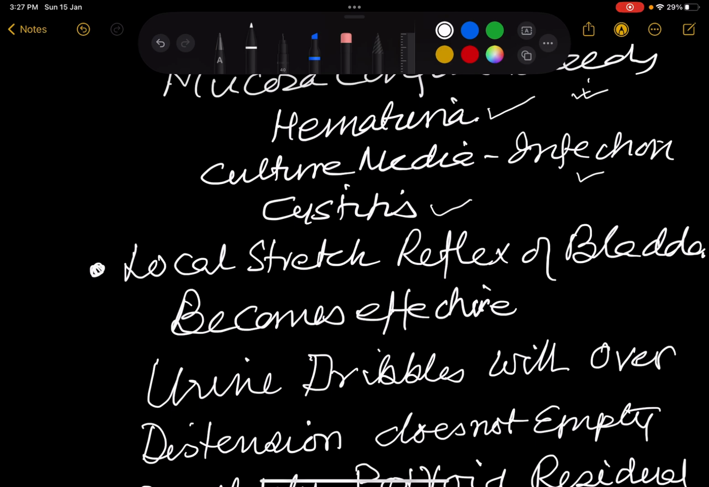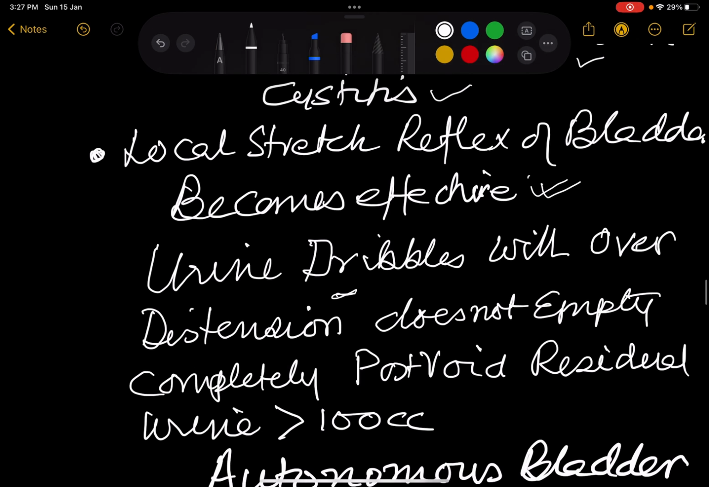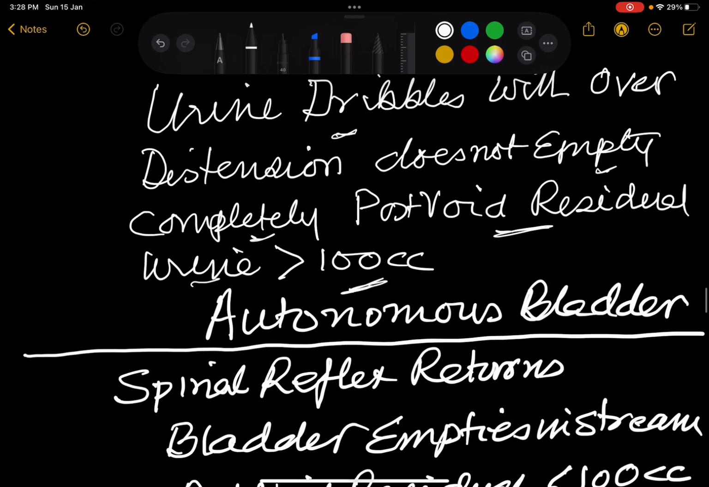Now, the local reflex of the bladder becomes effective so that in over-distension, some urine dribbles. It will not empty completely because as soon as some urine dribbles, over-distension will disappear and the dribbling will stop. So the emptying is not complete. The post-void residual is greater than 100 cc, and this type of bladder is called an autonomous bladder.